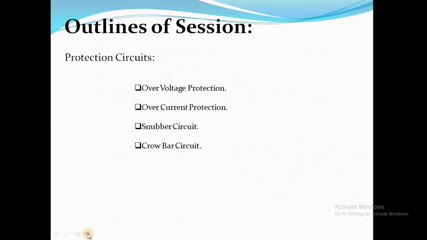The outline of today's session is protection circuits. When thyristors are practically used for any application, we need to protect those thyristors. For that we use some protection circuits. In today's session we will discuss the different types of protection circuits and the different types of causes occurring during the working of thyristors.